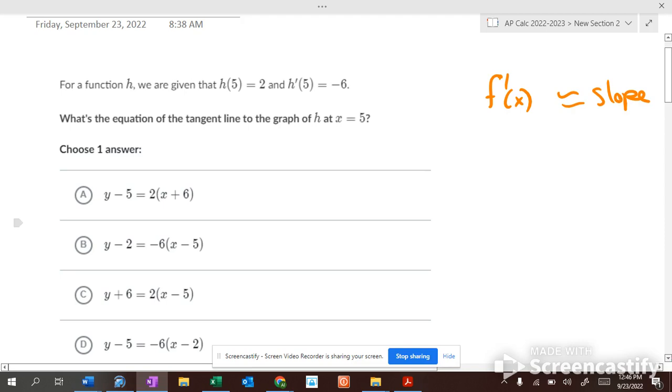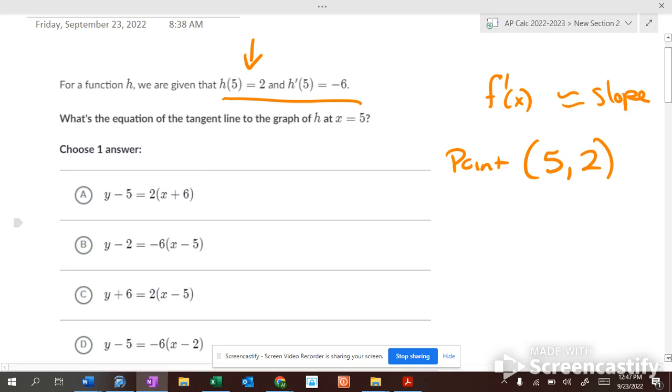Okay. So when we have this given to us, we want to find the equation of a tangent line at x equals 5. Well, what's going on here is we have a point there. What's the x value of that point, h of 5 equals 2? What's the x value of that point? And the y value? 2. That's the point (5, 2). It's just in function notation.